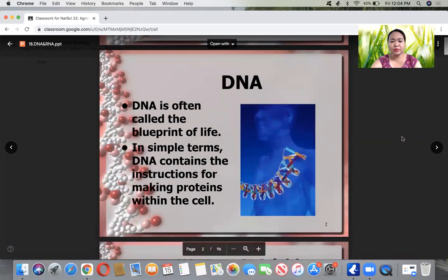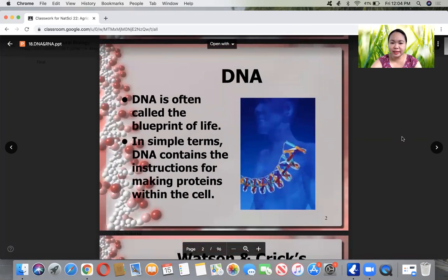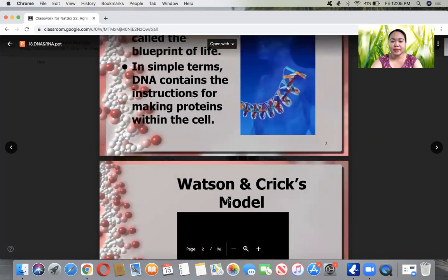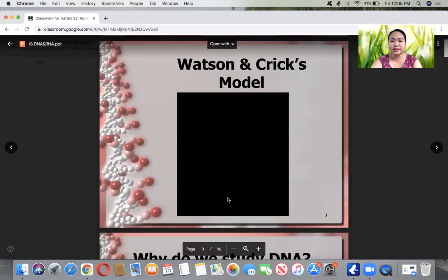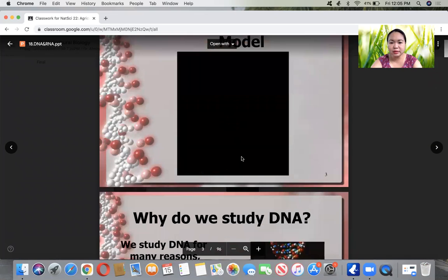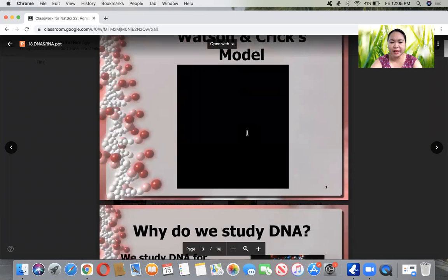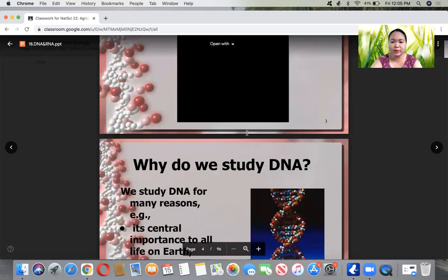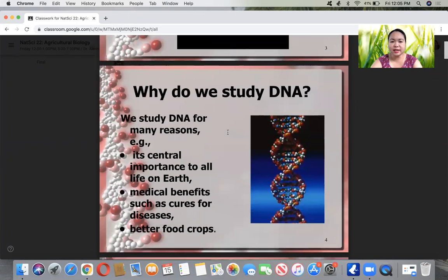DNA. And of course, we know what DNA, or deoxyribonucleic acid, is, and it is often called the blueprint of life. In simple terms, it contains the instructions for making proteins within the cells. According to Watson and Crick's model, it doesn't show here, but this is based on the Watson and Crick's model. And we study the DNA for many reasons.